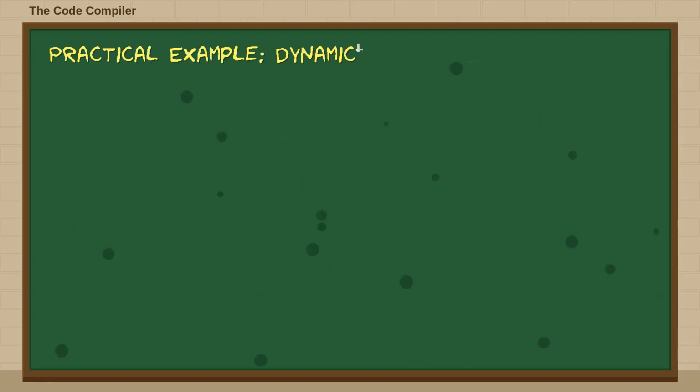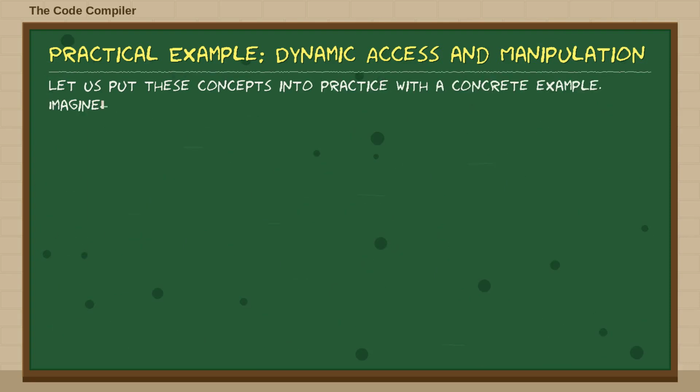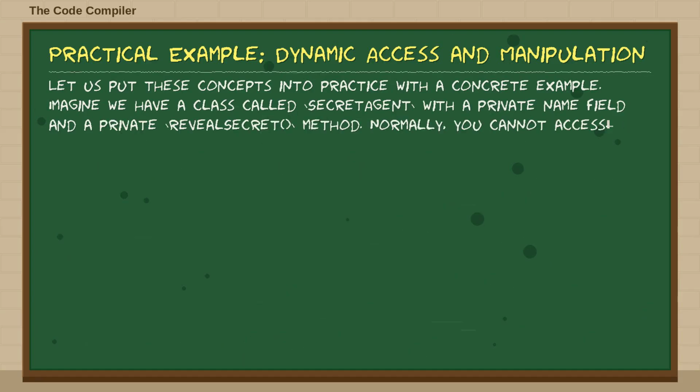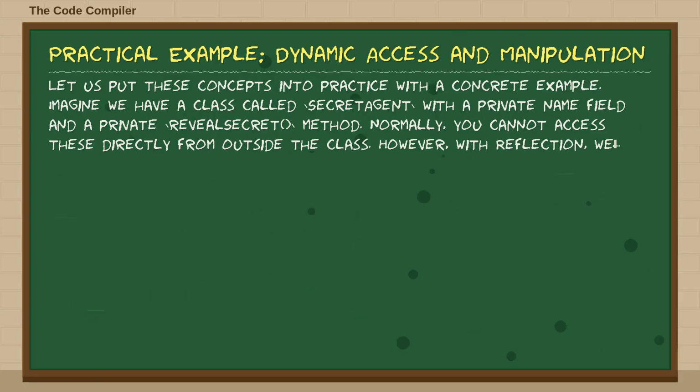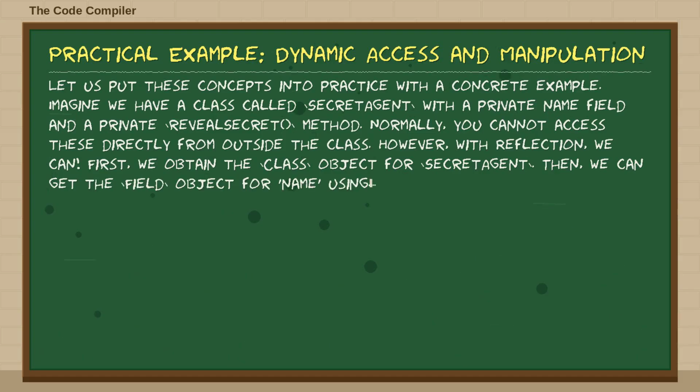Let us put these concepts into practice with a concrete example. Imagine we have a class called SecretAgent with a private name field and a private revealSecret method. Normally, you cannot access these directly from outside the class. However, with reflection, we can. First, we obtain the class object for SecretAgent. Then, we can get the Field object for name using getDeclaredField("name").